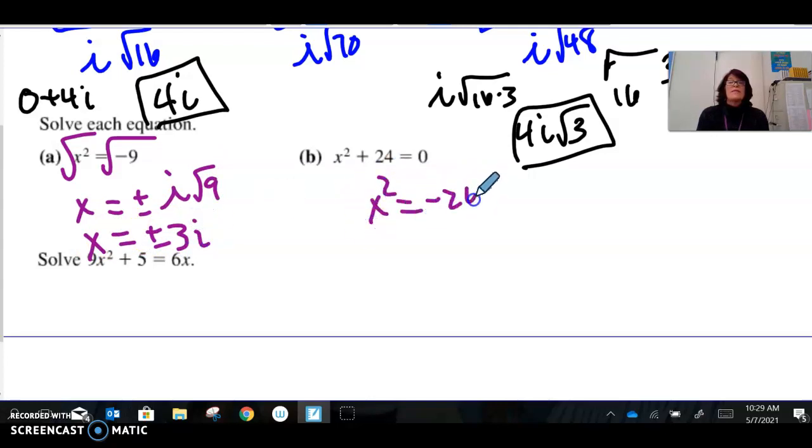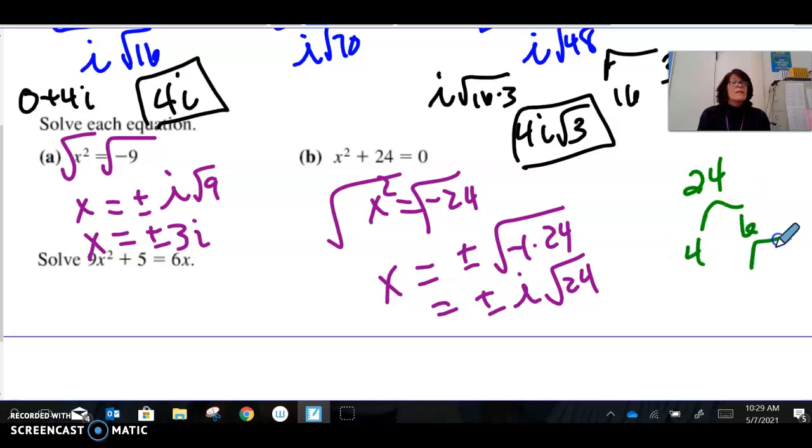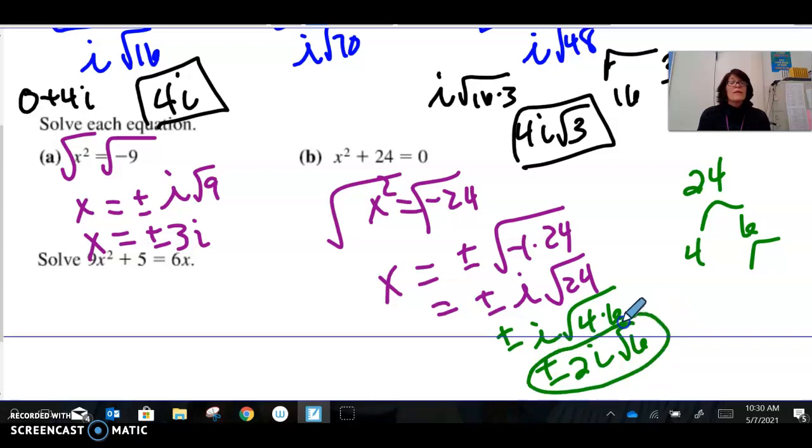Here, x squared equals negative 24. Square root of both sides. x equals plus or minus. I can think of this as negative 1 times 24. So that's plus or minus i times the square root of 24. However, 24, if I go off to the side, I know that's 4 times 6. And that's all the further I can really go as far as a perfect square that's a factor of 24. So I have plus or minus i times the square root of 4 times 6. Square root of 4 is 2. Plus or minus 2i times the square root of 6 will be my final answer there.